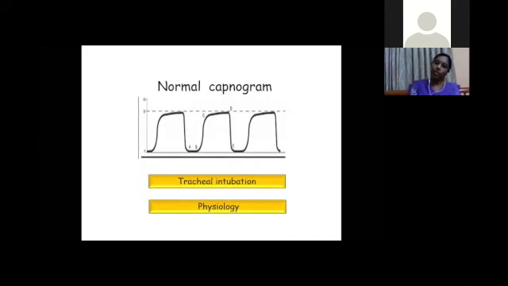So now a normal capnogram not only tells that it is a normal tracheal intubation, but several aspects of physiology are normal. That is what a normal capnogram actually tells to us.